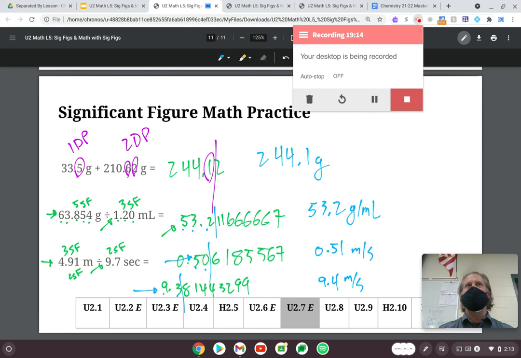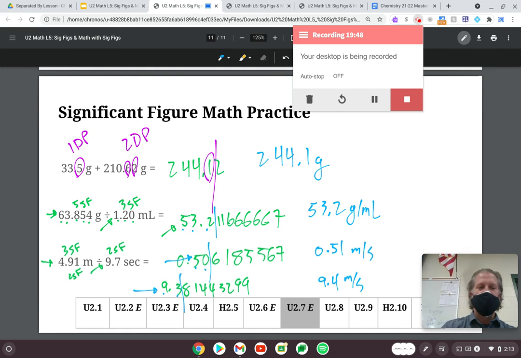So it looks like most of you have managed to work your way through those 3. So let's take a second and talk about them. So 33.5 plus 210.62. Because we're adding, it's based on number of decimal places. So that means that 33.5 has 1 decimal place, 210.62 has 2 decimal places. So even though the calculator gave me 244.12, I can only report to 1 decimal place, so I got 244.1, and my unit is grams.